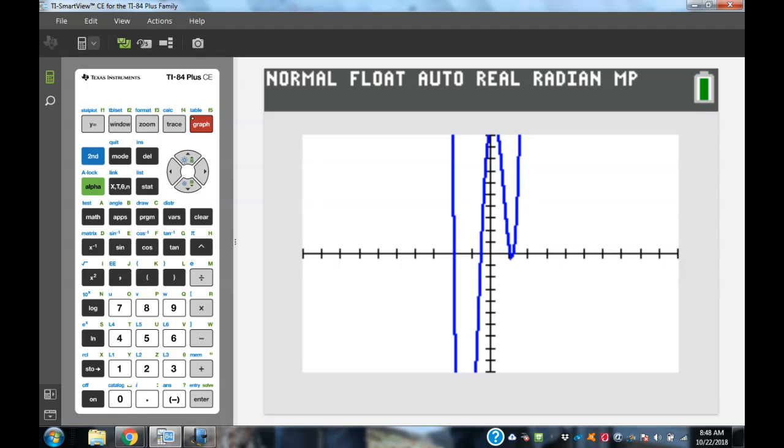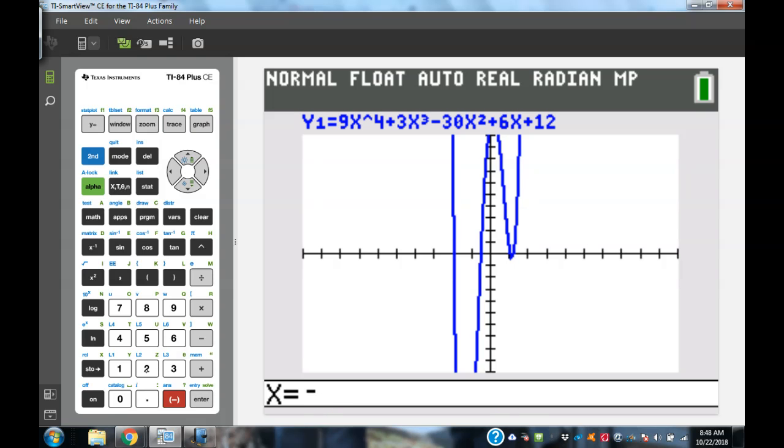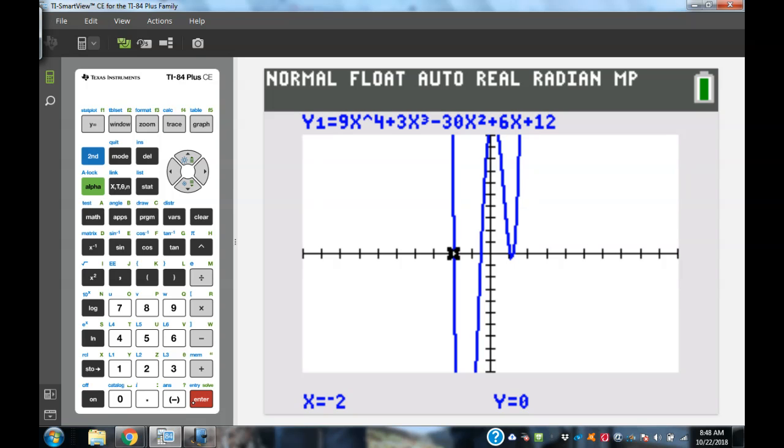Where is it crossing the x-axis? Here's a spot right here. What number does that look like it might be? -2. Let's check it to see if it is. So I hit trace, -2, and hit enter. Is that going to work in synthetic division? Yes.